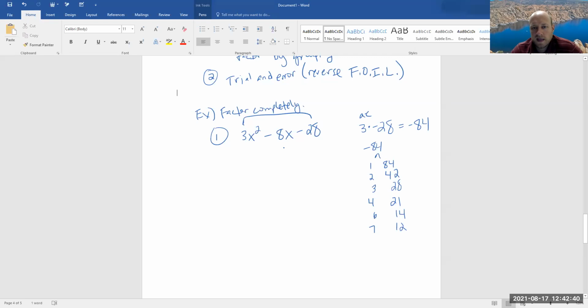We want them to add to negative 8 to split this middle term. Not to be our final answer, but to split it. To add to negative 8, it would have to be the 6 and negative 14. So I'm going to take this guy and split it into the 6x and negative 14x. And then I just rewrite everything else that I have. Now that this is rewritten, I'm going to group it.